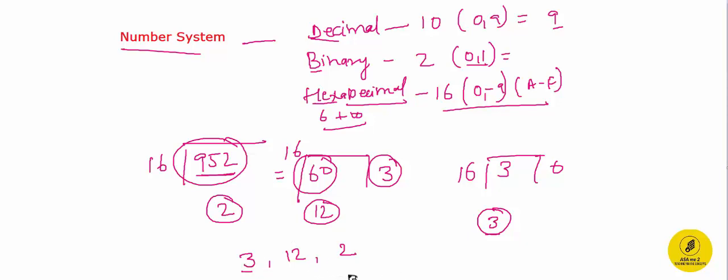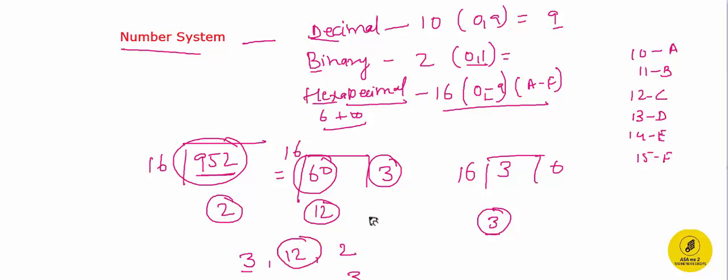So 3 in hexadecimal is 3. For 12, we have 0 to 9, and then 10 is A, 11 is B, 12 is C, 13 is D, 14 is E, and 15 is F. So here we have number 12, and 12 becomes C. So we have 3C2.